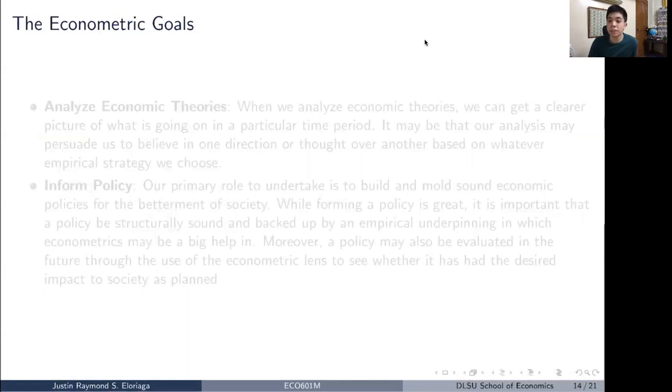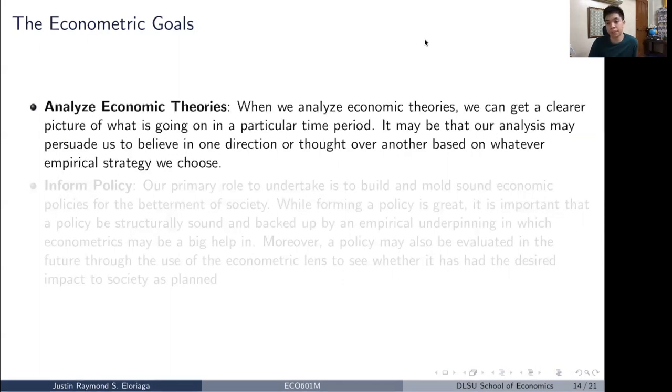Now, there are generally four econometric goals that we will discuss in our class. The very first econometric goal is basically the analysis of economic theories, right? So it's analyzing economic theories. When we analyze economic theories, we can get a clearer picture of what is going on in a particular time period. And it may be that our analysis may persuade us to believe in one direction or thought over another based on what empirical strategy we use.